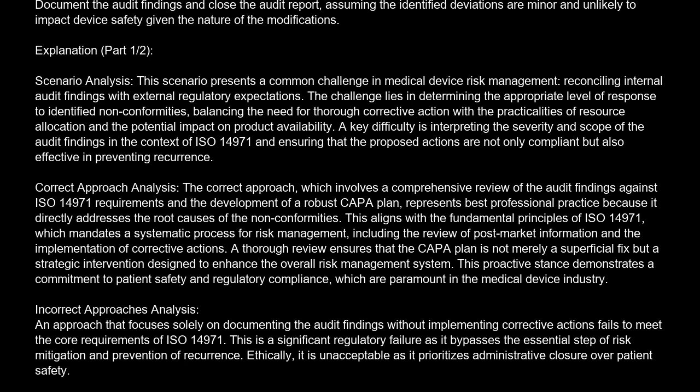Incorrect approaches analysis. An approach that focuses solely on documenting the audit findings without implementing corrective actions fails to meet the core requirements of ISO 14971. This is a significant regulatory failure, as it bypasses the essential step of risk mitigation and prevention of recurrence. Ethically, it is unacceptable as it prioritizes administrative closure over patient safety.